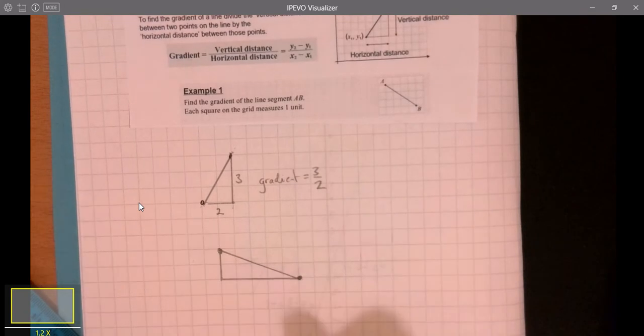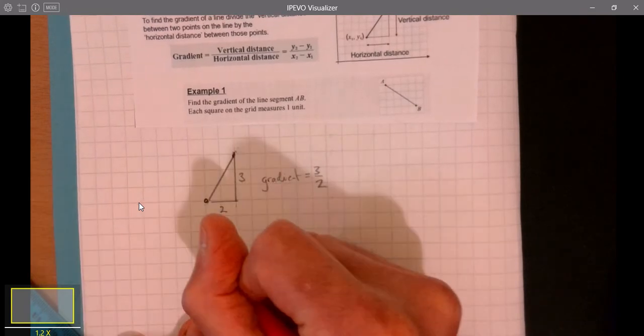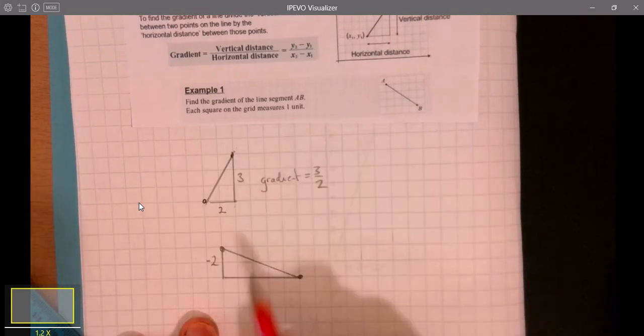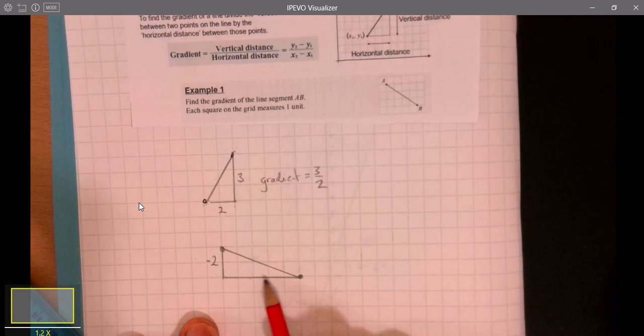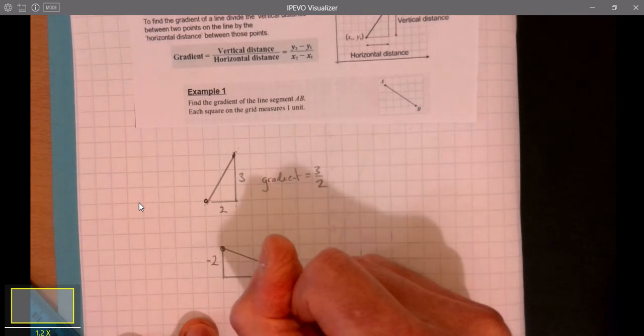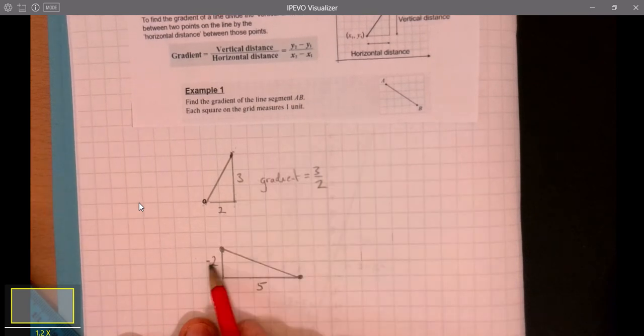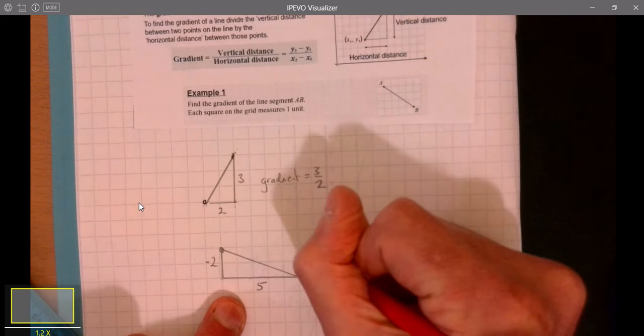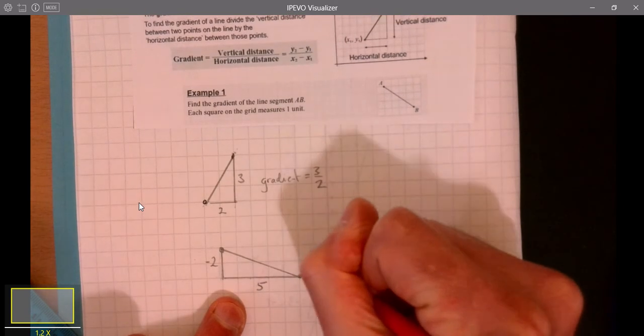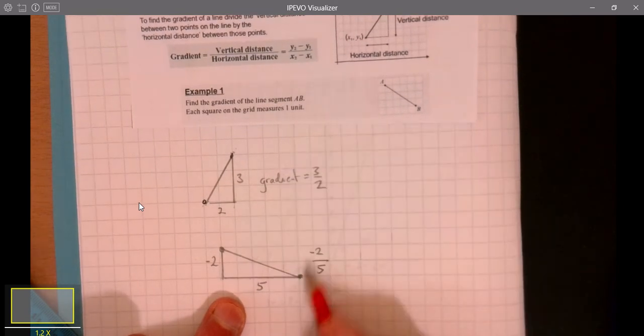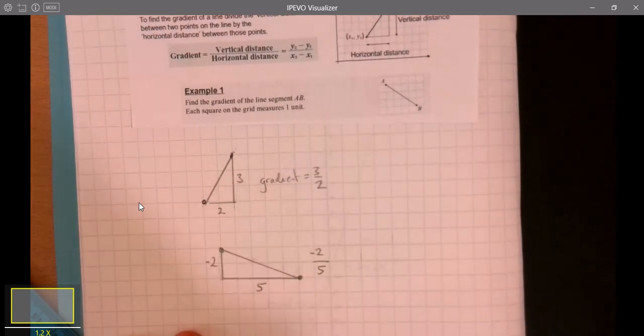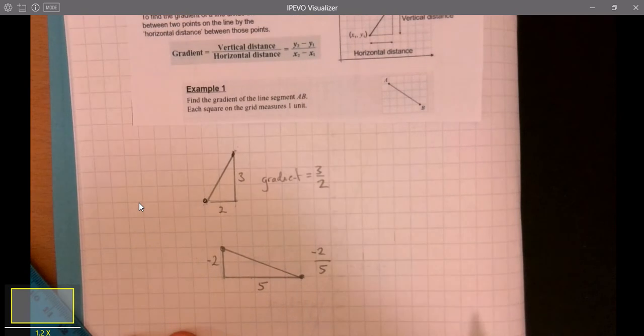1, 2, but it's gone down, it hasn't gone up. So I'm actually going to put -2. How many across does it go? 1, 2, 3, 4, 5. Okay, so the gradient is the up bit, or rather on this occasion, down, -2 over 5. It's fine to leave it as a fraction, alright? If it obviously goes to a nice whole number, then great.